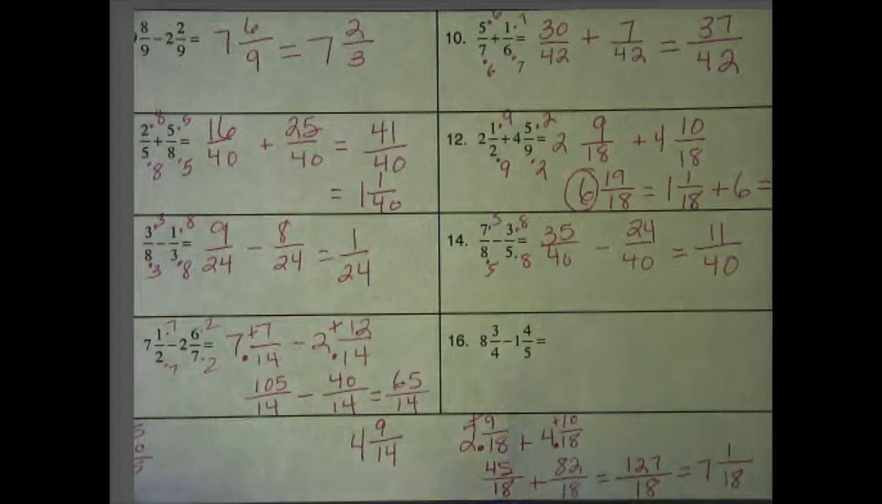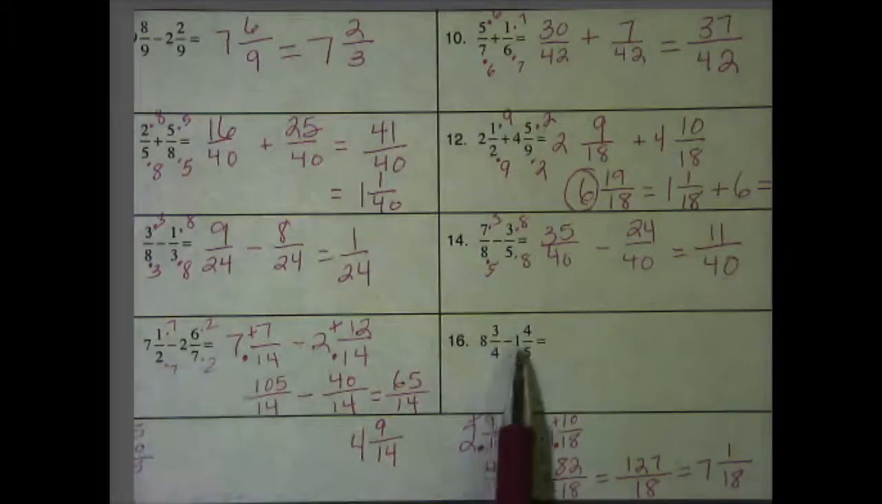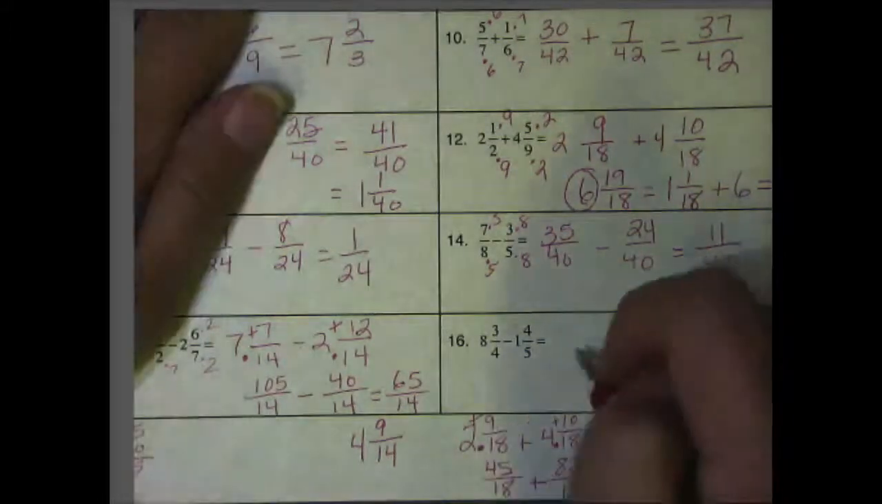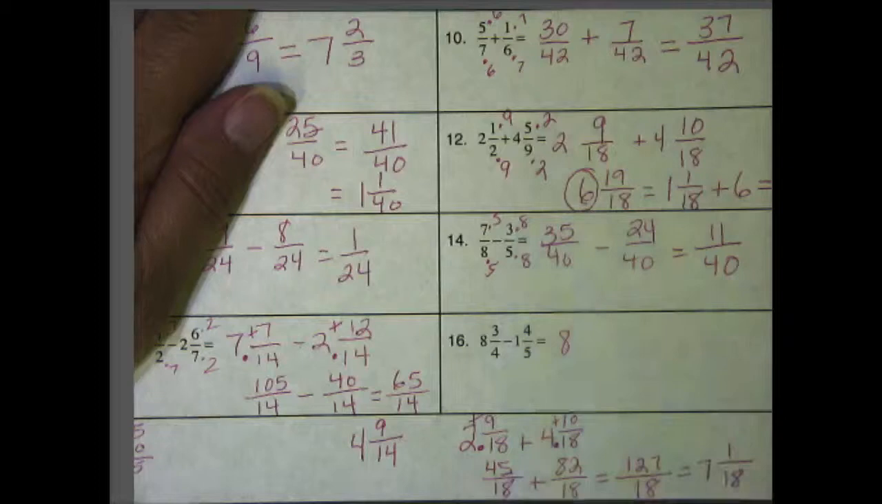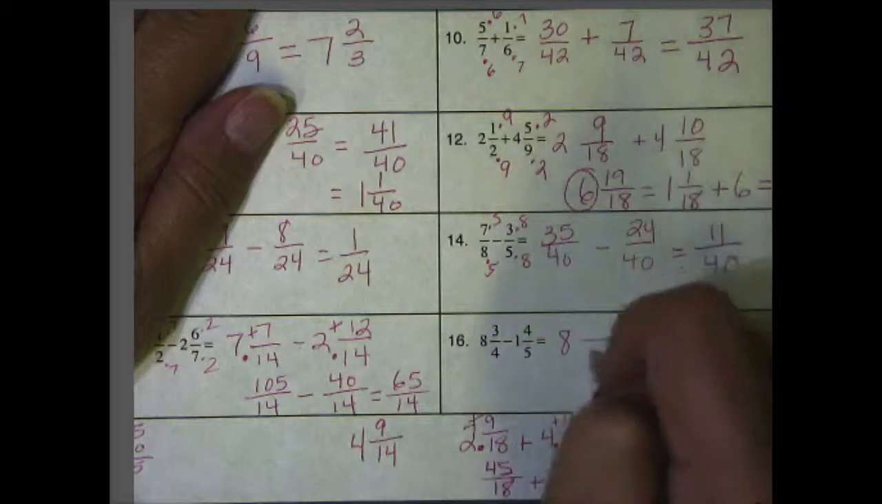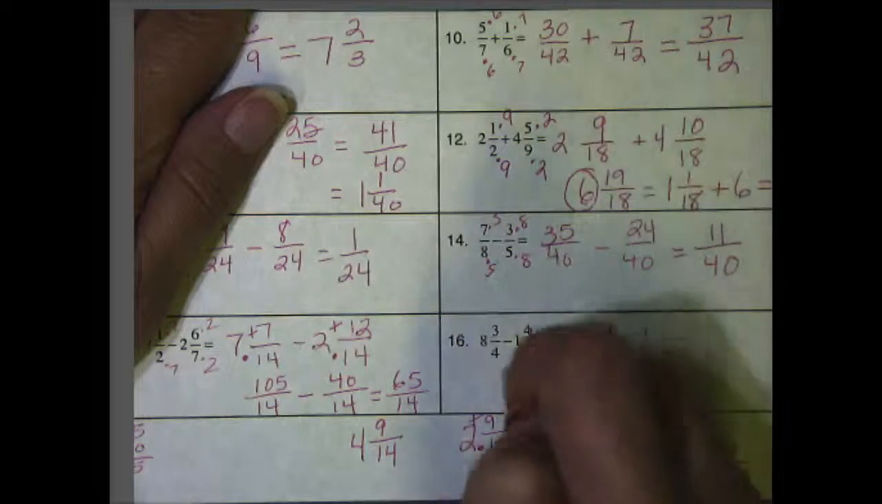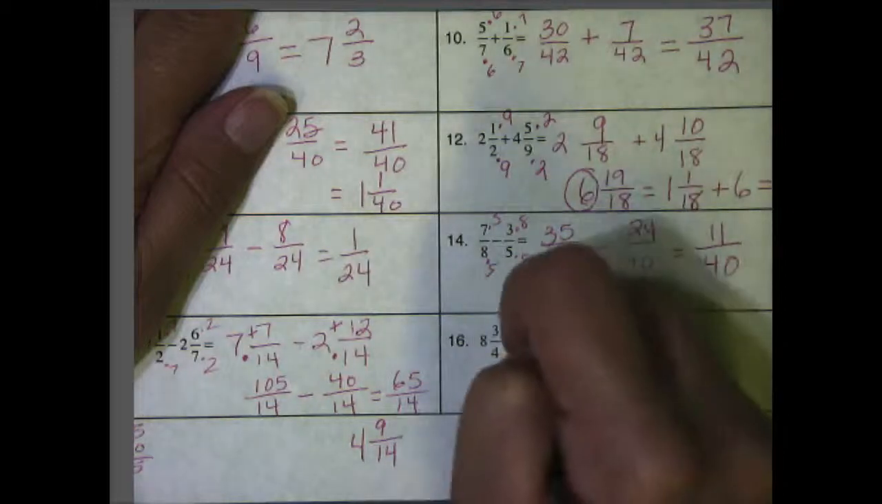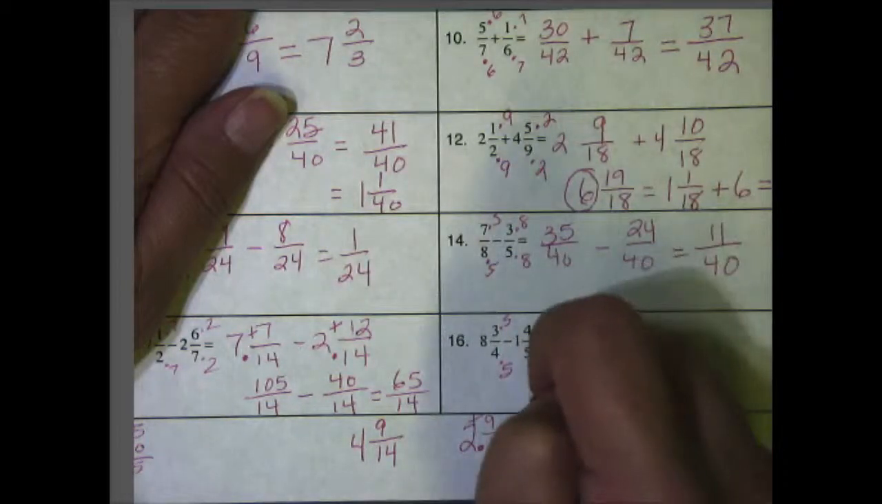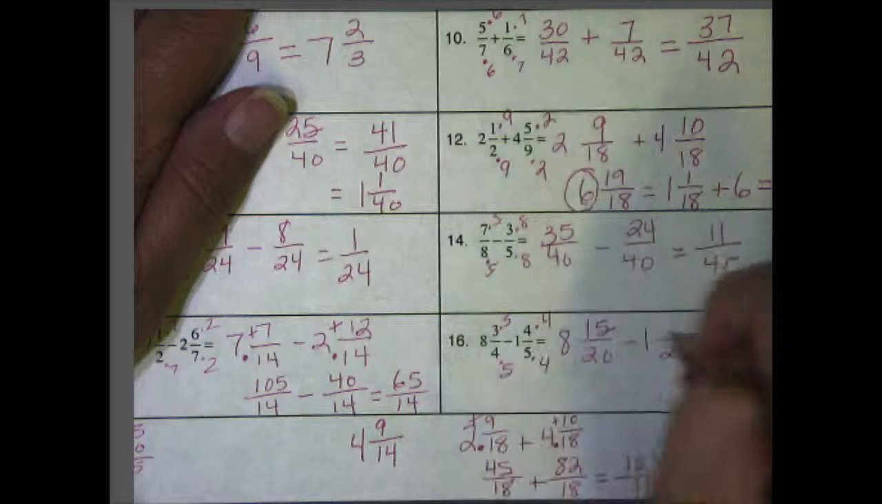Okay, let's look at our last problem. We have 8 3/4 minus 1 4/5. First thing we need to do is get our common denominator. So between 4 and 5, the common denominator is 20. So 4 times 5 is 20. 3 times 5 is 15. 5 times 4 is 20. 4 times 4 is 16.